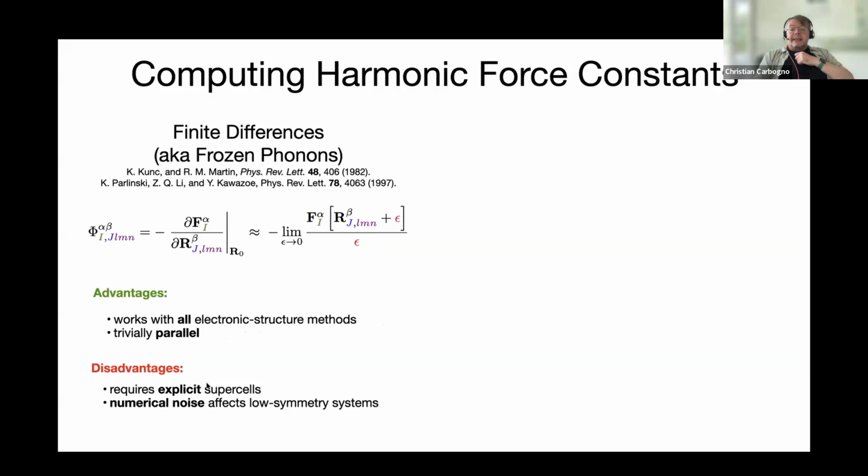However, it requires explicit supercells, so you have to go to large systems, in principle, exactly as we showed in the previous slides and discussed, to larger and larger cells. And numerical noise can affect low symmetry systems. This is a numerical technique, so you have to be careful in choosing this displacement to get reasonable results.